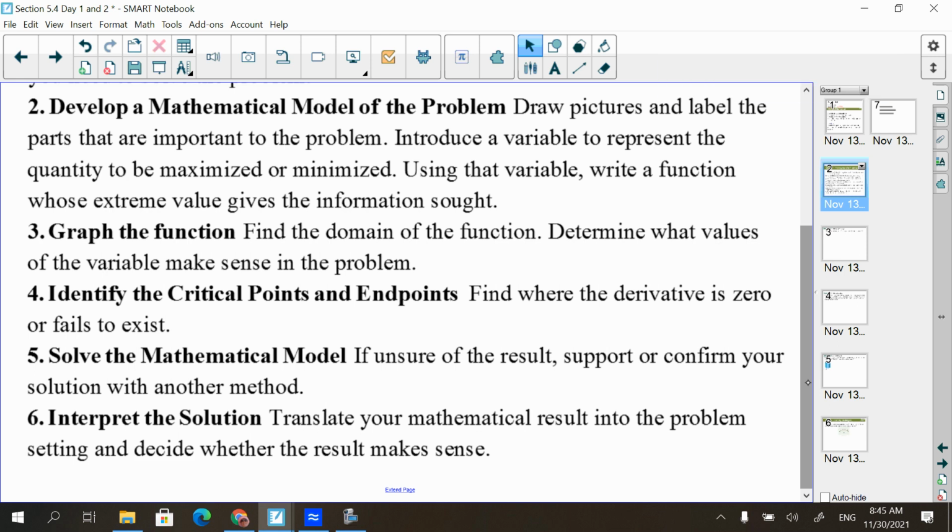If you're unsure of the result, support or confirm your solution with another method. And so that's where, like, drawing the number line test, and if you're looking for a maximum and it goes minus plus, then you know, okay, well, that's not the maximum, that's the minimum. So making sure you use the information that you've already learned. And then number six, interpret the solution. Translate your mathematical result into a problem setting and decide whether the result makes sense. So sometimes you might get two answers, but one answer maybe doesn't make sense because it has a negative radius or a negative area or negative time, just depending on the problem. Okay?